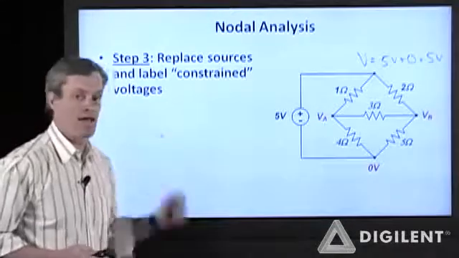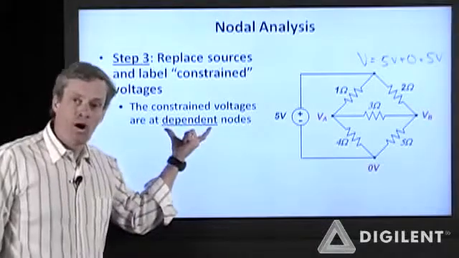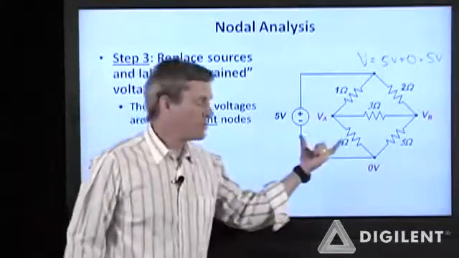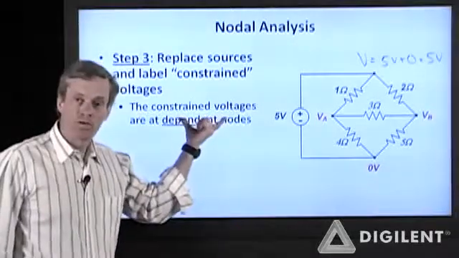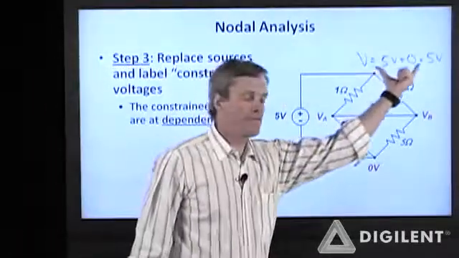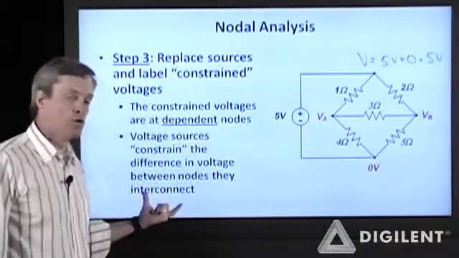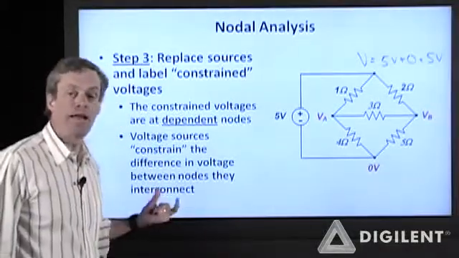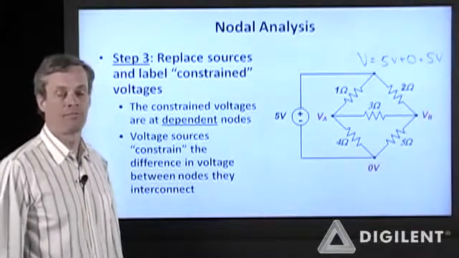It's constrained. So dependent nodes, which were nodes that were removed by killing the sources, have constrained voltages. We can write the constraint equation here to give us the voltages at those nodes. They're not independent unknowns that we need to worry about later on.